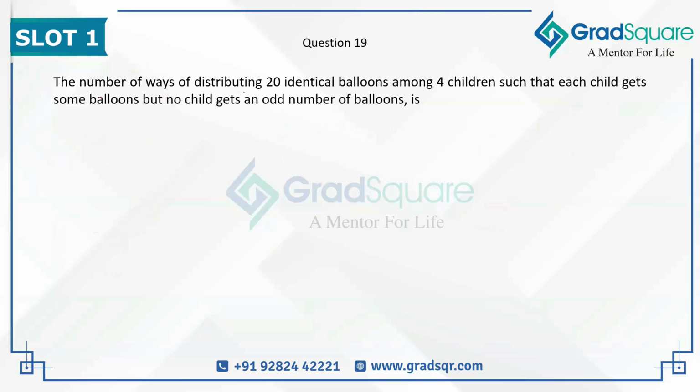Let's look at this one, the number of ways of distributing 20 identical balloons. The first thing I want to bring to your notice is you are distributing identical things among 4 children such that each child gets some balloons. Please keep in mind that a child cannot get zero balloons. A child has to get at least some balloons. But no child gets an odd number of balloons.